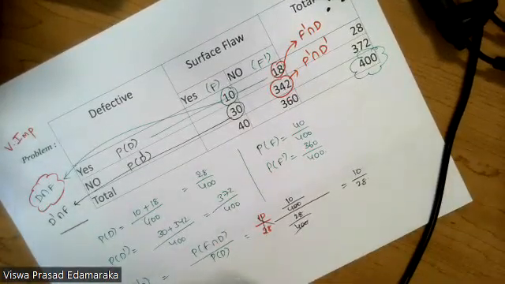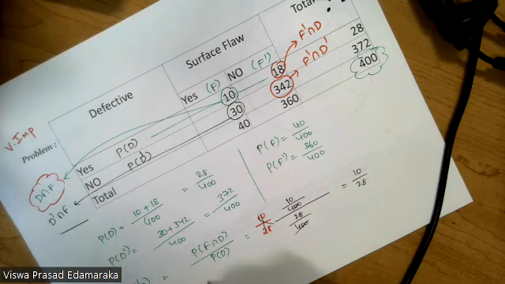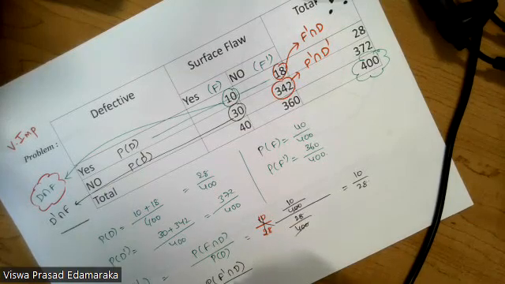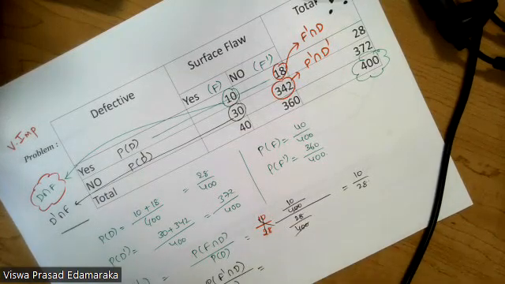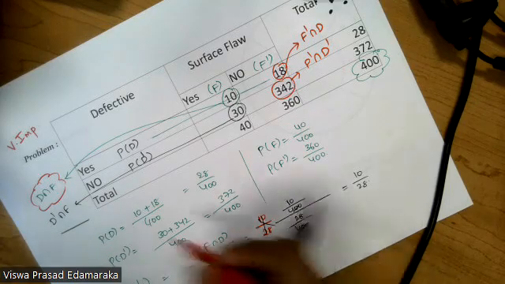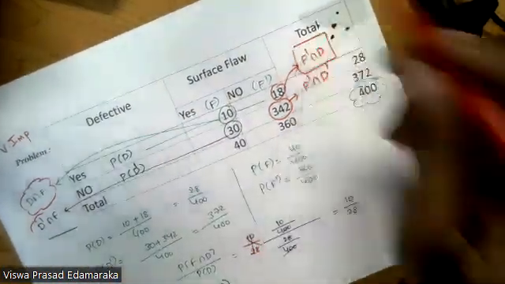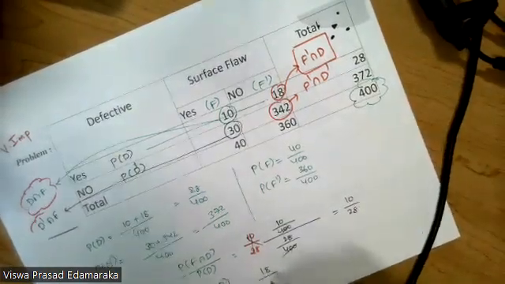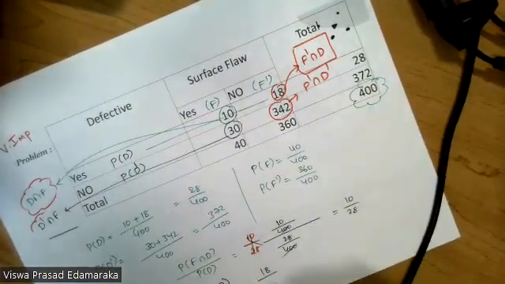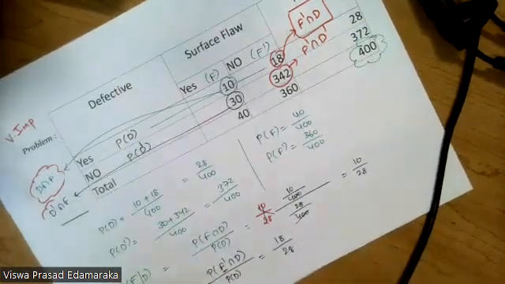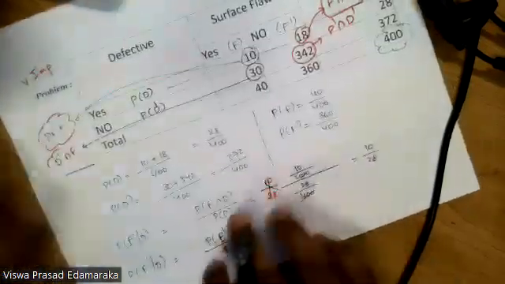P of F dash given D. Where is that? P of F dash intersection D divided by P of D. We can find out. I'm sorry, this is this one. That is 18 divided by P of D, 28. That's it. Very simple. And these types of problems will appear in examination. That's why I'm telling again.